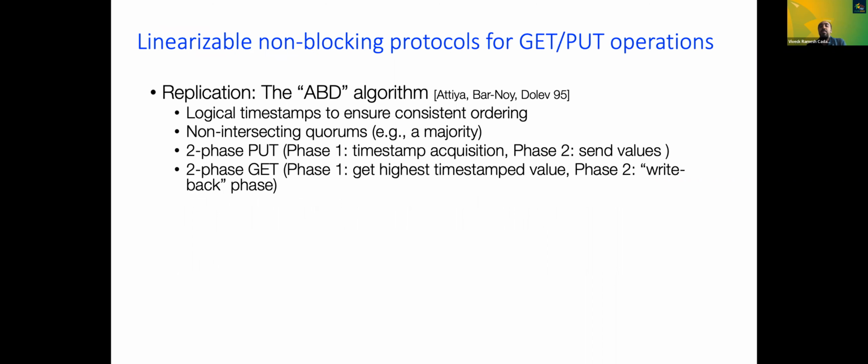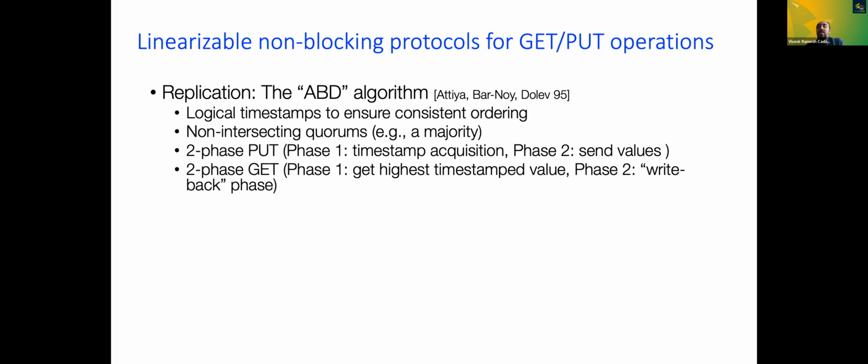LEGOStore uses an algorithm called ABD. ABD is a classical algorithm that provides linearizable get-put interface to the clients and fault tolerance via replication. ABD uses quorums and logical timestamps to ensure consistency. A quorum is just a collection of subsets of servers that have an intersection, for example, a majority. And any quorum set can be used to access the data.